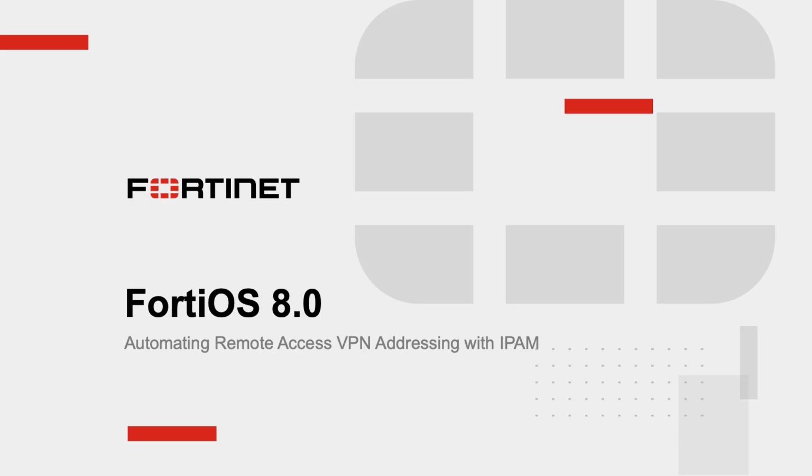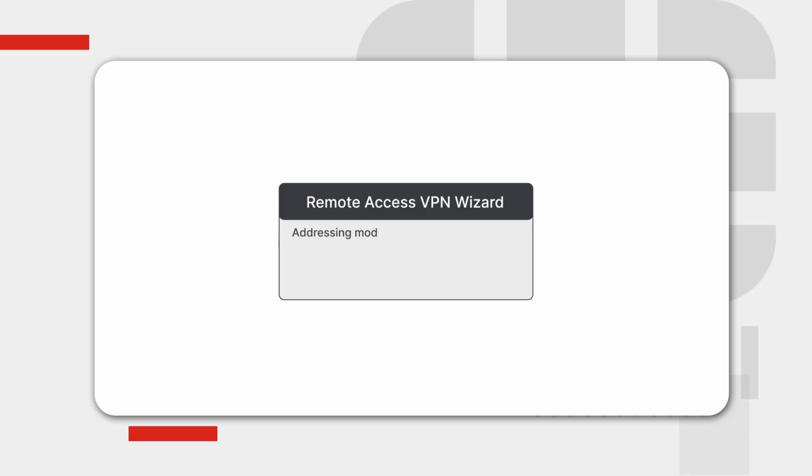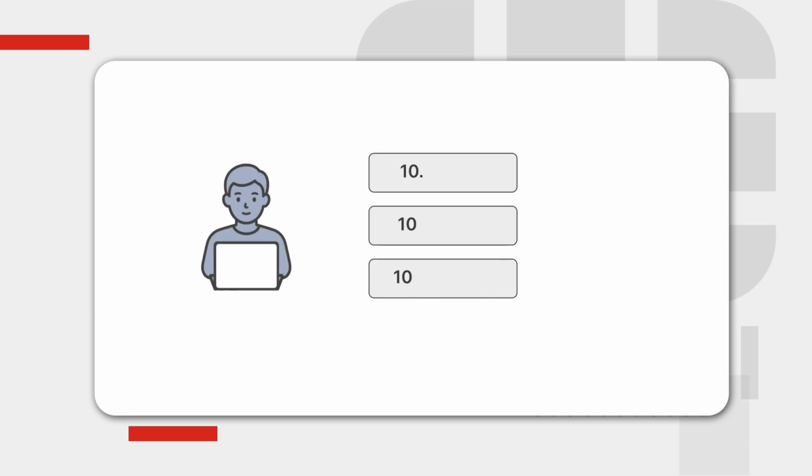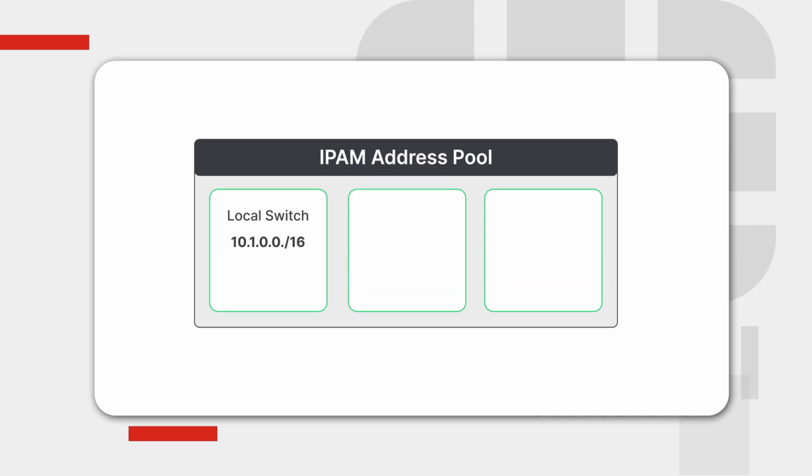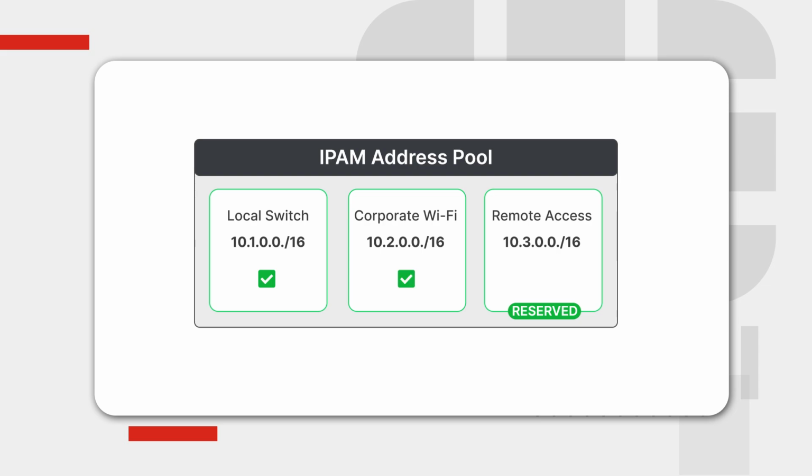Hello and welcome. In this video, we'll show you how to use IP address management, or IPAM, to automatically allocate addresses for IPsec VPN remote endpoints. In FortiOS 8.0, the VPN wizard selects IPAM as the default addressing mode for remote access VPNs. Instead of manually defining a client IP range on each FortiGate, IPAM automatically reserves an appropriate address block from a centrally managed pool. This simplifies address planning and helps prevent overlapping IP ranges across the security fabric.